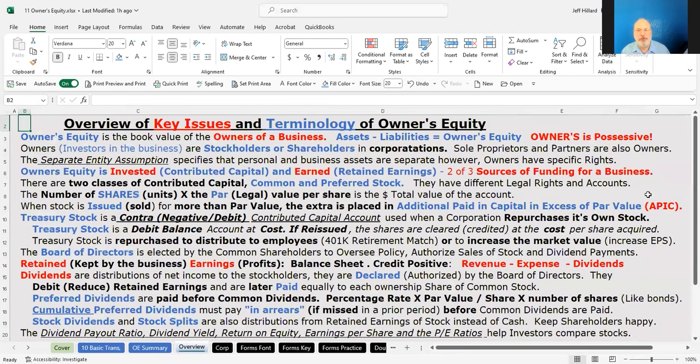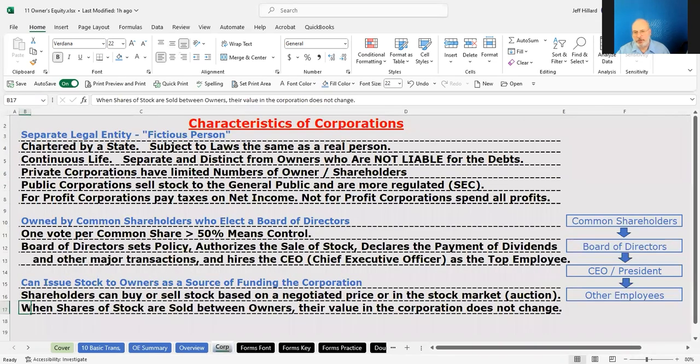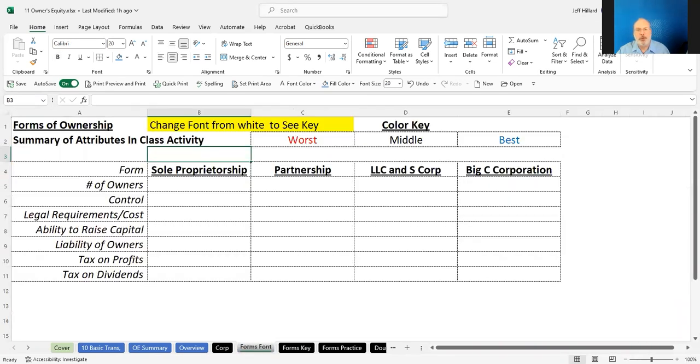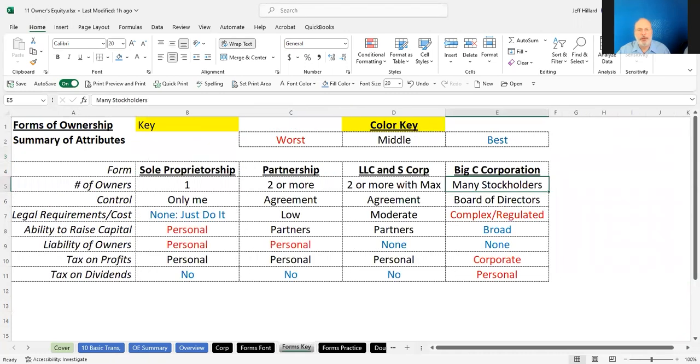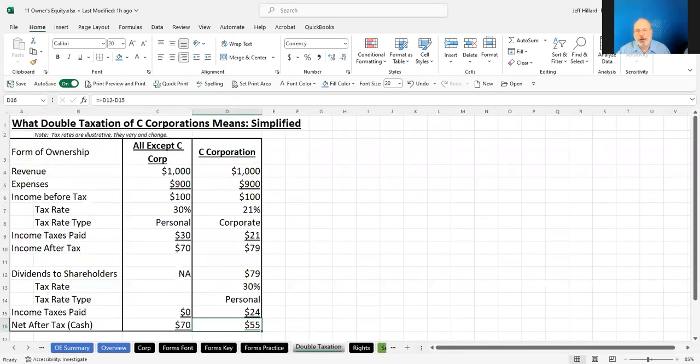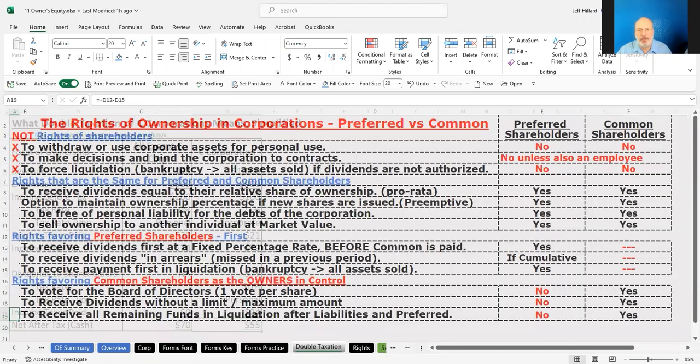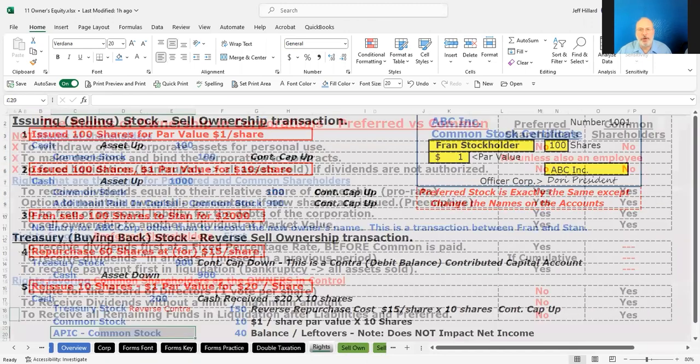Here is that overview of key issues and terminology. As you can see, it's a pretty full page, but that's why, because we're explaining it all right up front, including some of the legal requirements, et cetera. Then we're going to talk about characteristics of corporations, and we're going to go through a little exercise with you, show you the key about forms of business ownership, really do a straightforward explanation of what double taxation of C corporations means, and the rights of preferred and common shareholders.